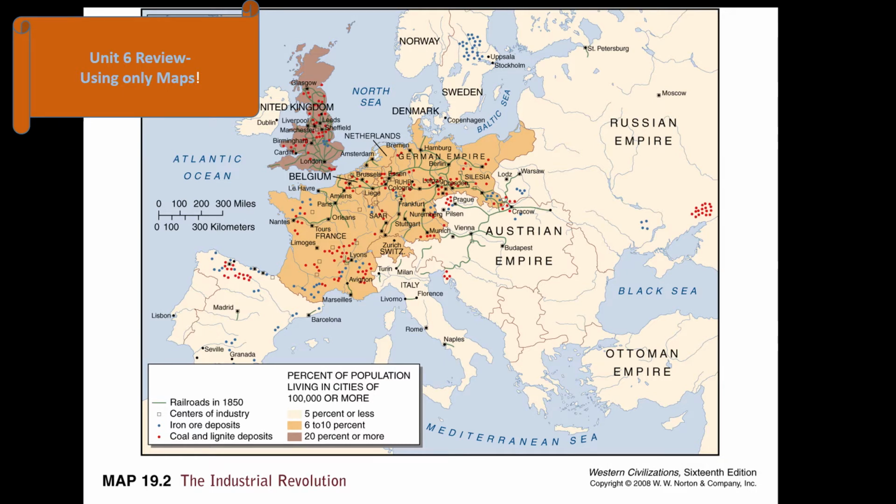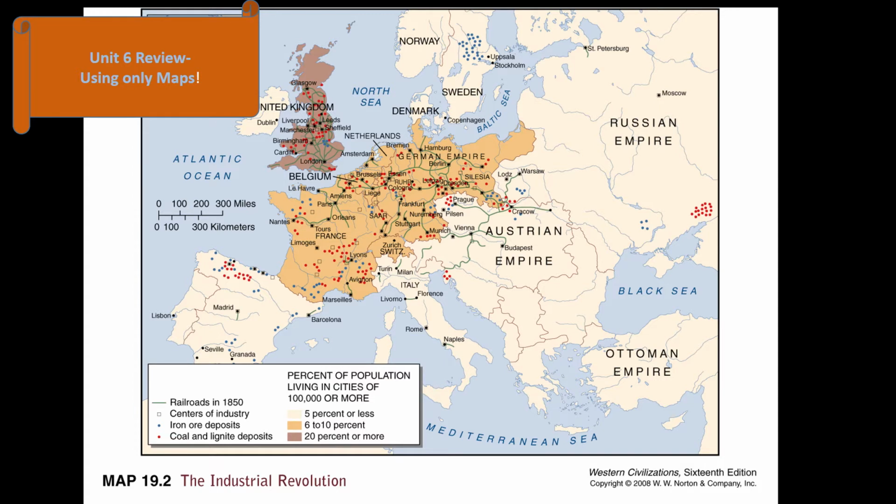So we're gonna talk about the major themes of Unit 6 using these maps, and hopefully cover most of the important things that you'll need to know. Certainly you'll want to review your notes and other things we've done. But let's start with where we started this unit, with the Industrial Revolution. And we even used this very map right here.